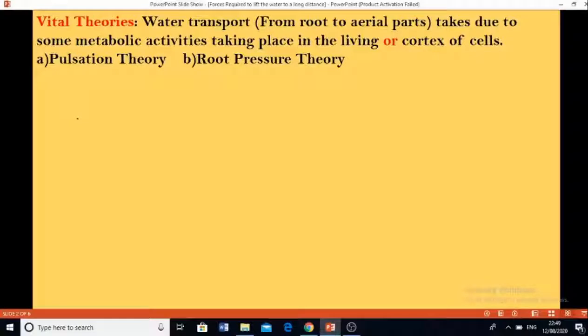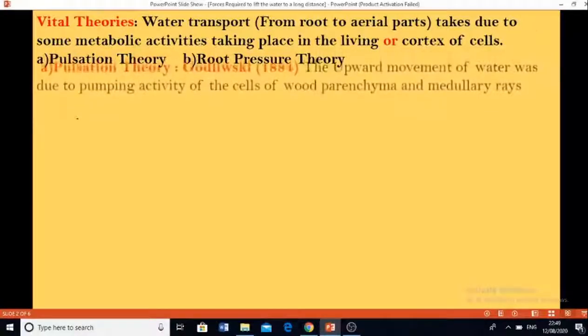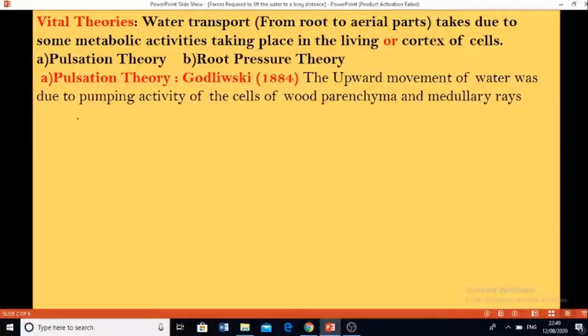Now when we see the pulsation theory, it was proposed in many ways by many scientists like Godlewski, J.C. Bose and Molisch. So we see the opinions of these scientists one by one. The first scientist is Godlewski.